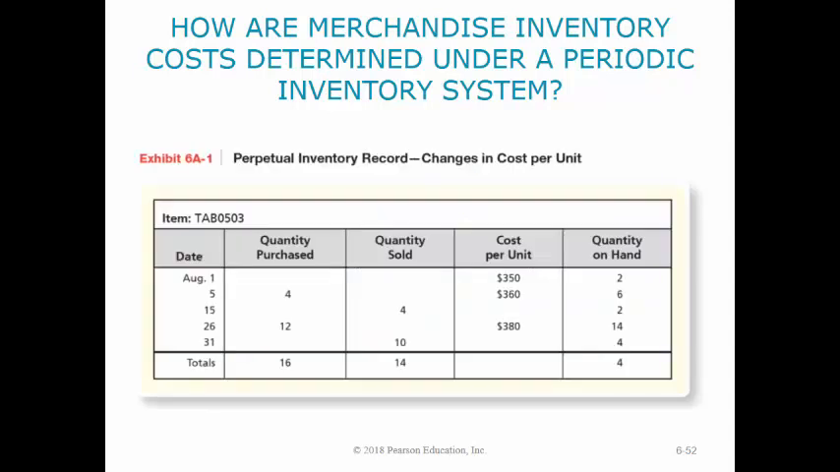We will start with the information in the accounting records regarding the flow of inventory during the period. We can see from the inventory record that we started the month with 2 units in inventory. We purchased more inventory on August 5th, 4 units, and on August 26th, 12 units, for a total of 16 units purchased during the month. Combined with the beginning inventory of 2 units, there are 18 units available for sale during the month. We sold inventory on August 15th, 4 units, and on August 31st, 10 units, for a total of 14 units sold during the month. Once we know this information, we can compute ending inventory using one of our 3 methods.